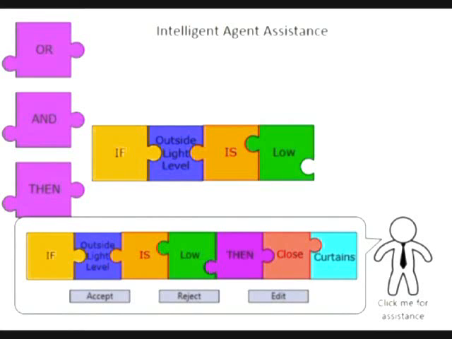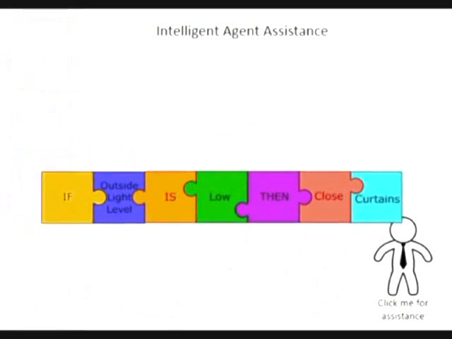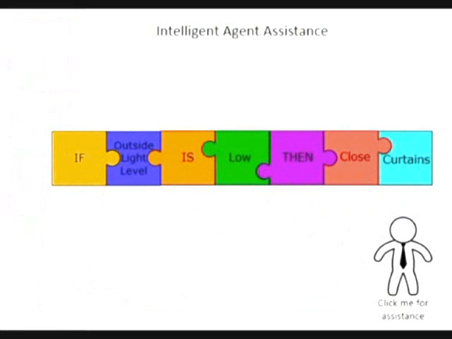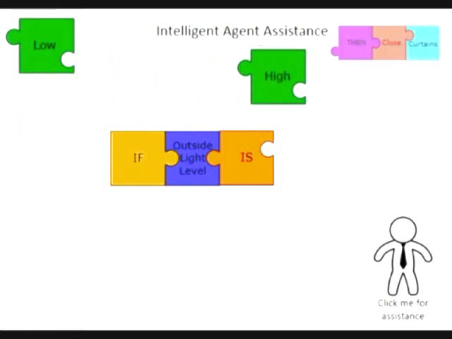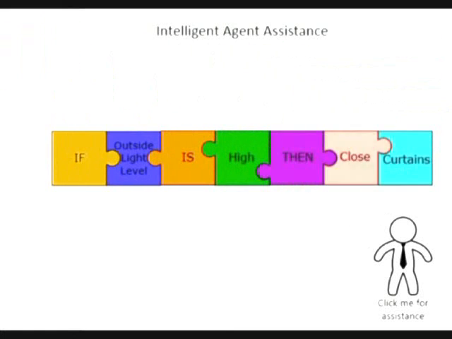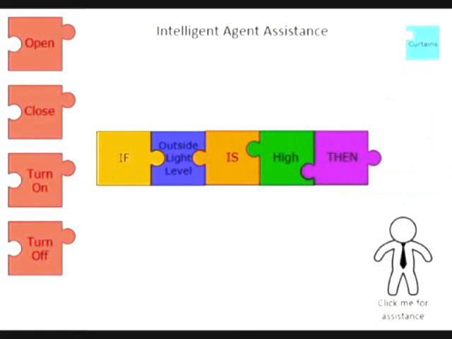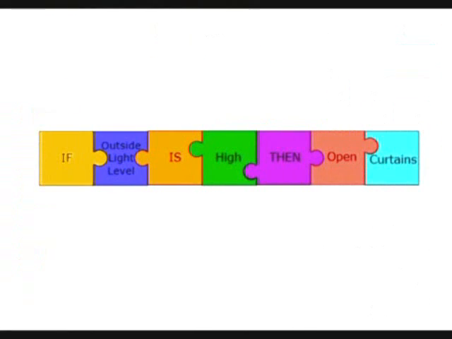Let's suppose at this point we changed our minds, and instead of this rule, we wanted the opposite, so that when it's light outside, the curtains open. Then we'd select the option Edit. At this point, we can swap the pieces of the behavior rule that we don't want. And so we remove low and change it for high. And remove close and change it for open. And then we have our complete rule. If outside light level is high, then open curtains.